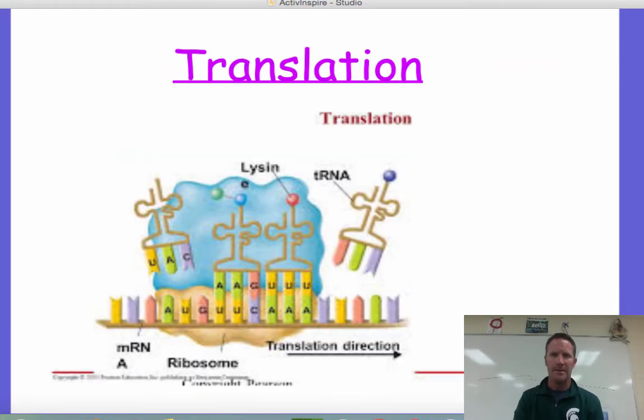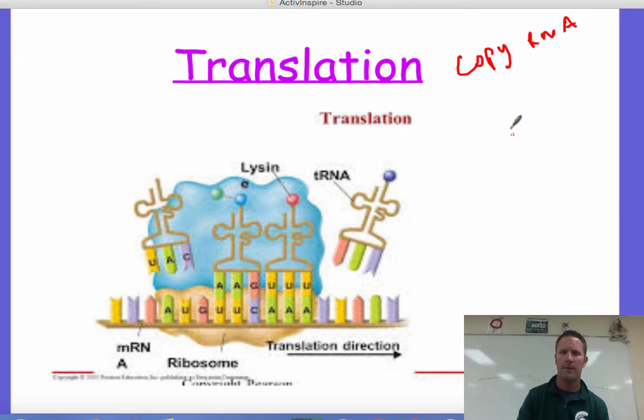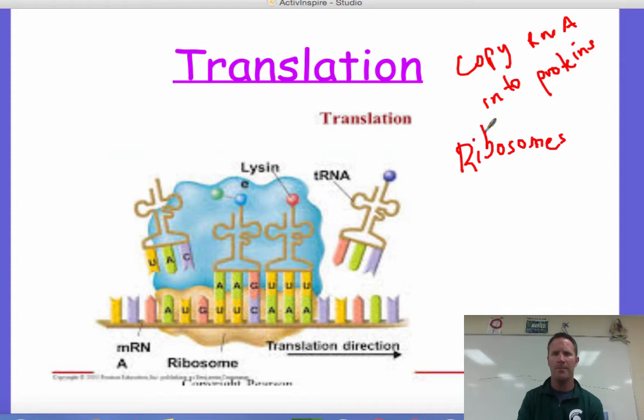So once the messenger RNA strand is in the cytoplasm, it's going to do a thing called translation. Translation is going to be how we copy the RNA into proteins. Okay, so what it's going to do is that messenger RNA strand is going to go out, it's going to find a ribosome, because ribosomes are where protein synthesis happens. And so they're going to go out into the cytoplasm and find a ribosome.